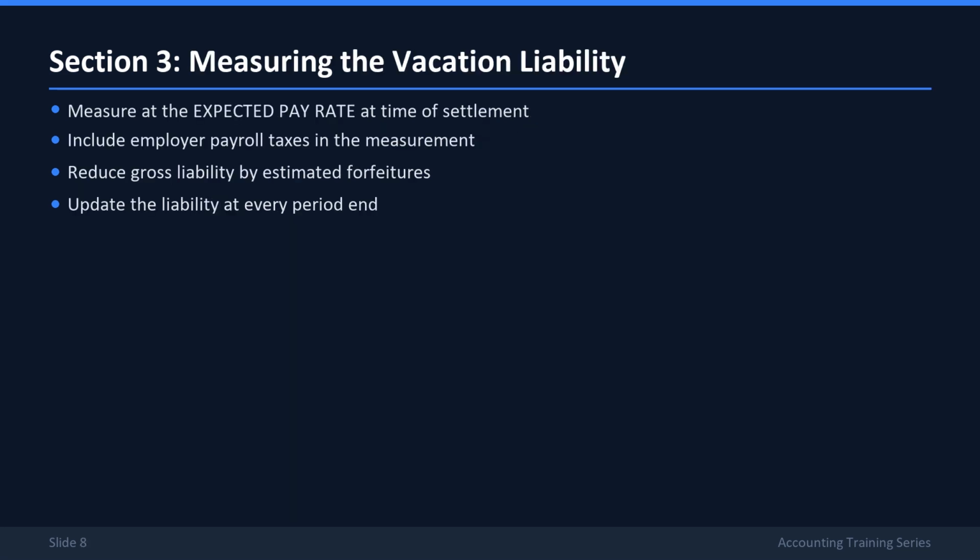Section 3 covered how to measure the vacation liability. The measurement is based on the expected pay rate at which the time will actually be settled, not necessarily the current rate. Employer payroll taxes, including the employer's share of FICA, must be included in the measurement. The gross liability is then reduced by expected forfeitures based on historical experience. The calculation must be updated at every period end as balances and pay rates change.